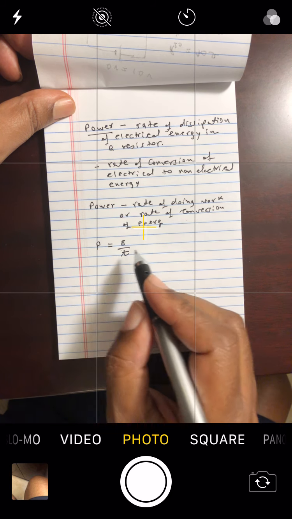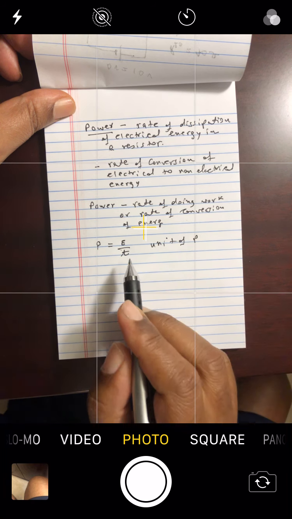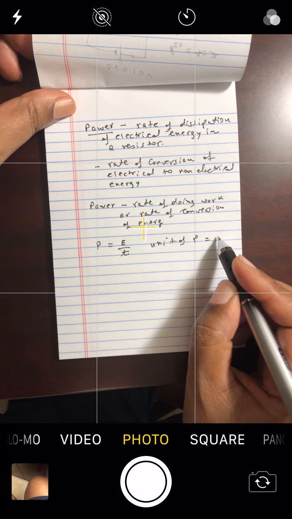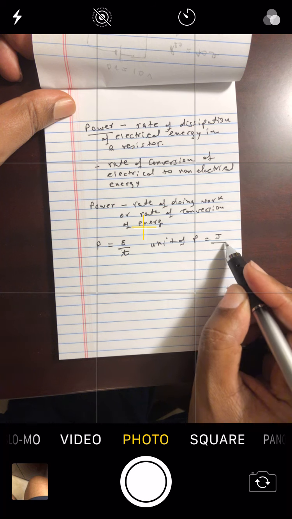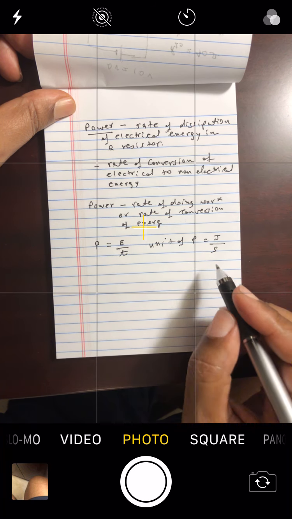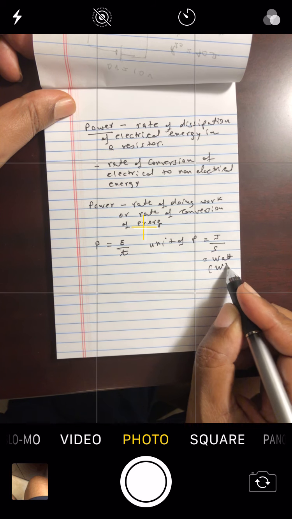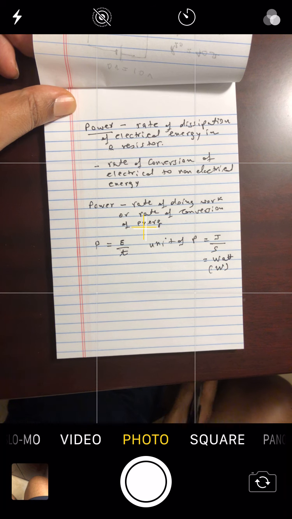And the unit of power, as you can see from here, is the unit of energy, which is joule, divided by the unit of time, which is second. This is defined to be the watt, and we're going to use capital W to represent it. So the unit of power is the watt, which is joule per second, abbreviated by capital W.